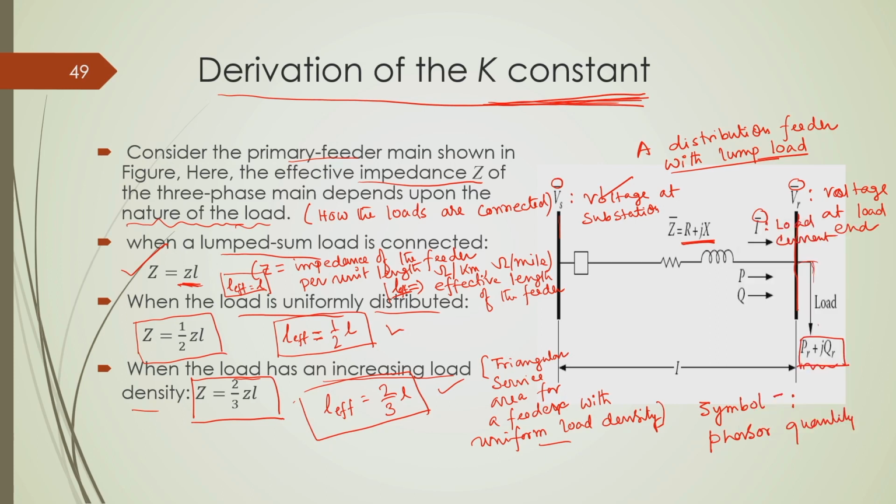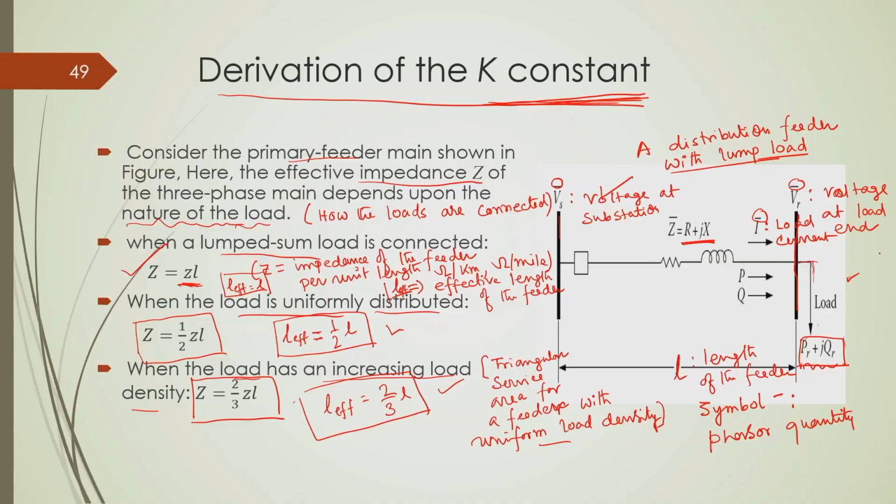Okay. So, we have a load which is connected at the end of the feeder, and this L is representing the length of the feeder. So, we have a feeder whose length is L, and it is connected to an aggregated or lumped load at the end of this feeder, which is shown over here.